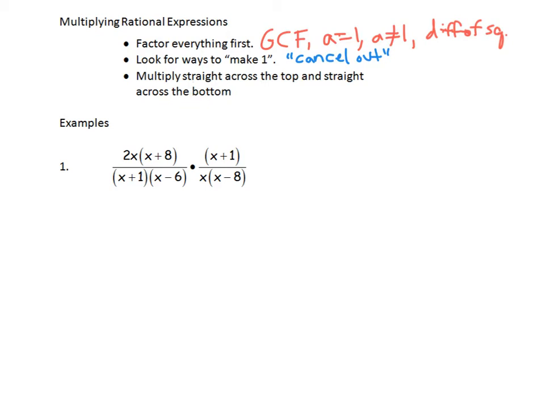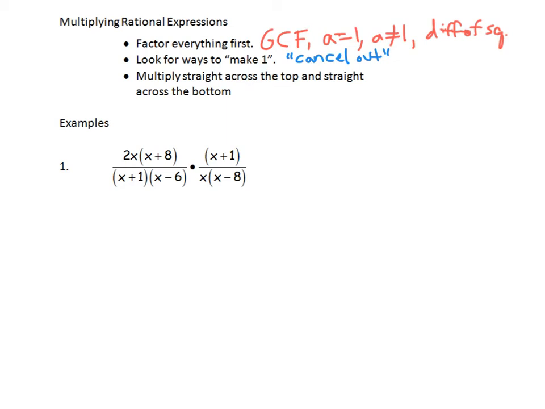Now this first example I actually factored already for you. So this is in completely factored form. I factored out 2x out of an expression, and I got 2x times x plus 8. X plus 1 is up here. In the bottom, in the denominator here, I factored x squared minus 5x minus 6 into these two terms, or two factors. And then I factored out an x here. So I already did that, factor everything first, for you. Now I want you to practice looking for ways to make one, or in other words, canceling things out.